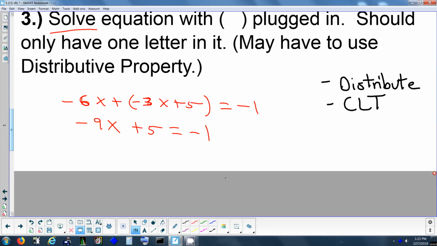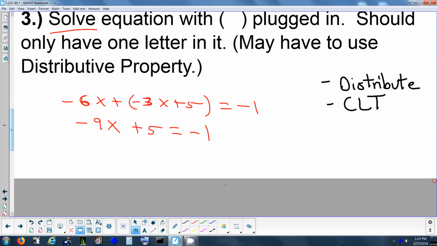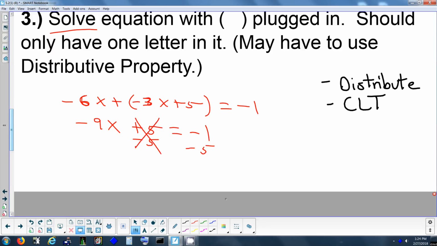Now, the goal is to still get x by itself. Who can tell me the next step to getting x by itself? I like doing something with the 5. I'm glad you didn't say anything with the 9 yet. Minus 5. So what does that give me on the left side now? Negative 9x. What does that give me on the right side? Negative 6.